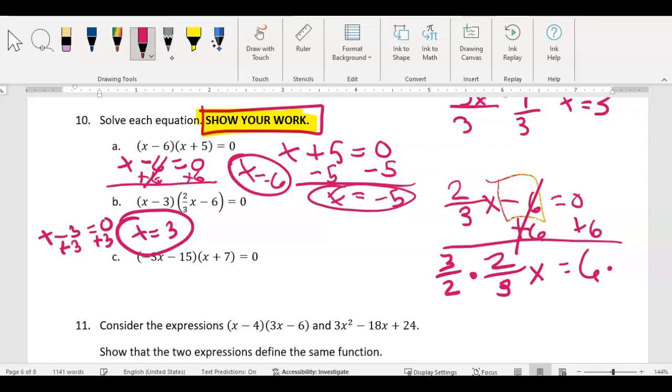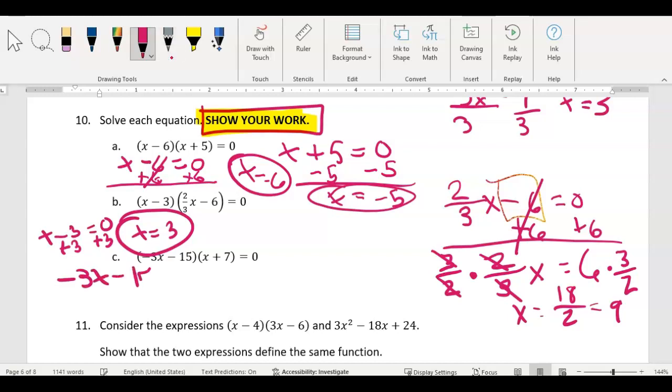When you multiply a fraction by its reciprocal, you will get 1. Because 3 times 2 is 6, 2 times 3 is 6, 6 divided by 6 is 1, or 3 divided by 3 is 1, 2 divided by 2 is 1. So you're left with x equals 6 times 3 is 18, divided by 2 equals 9. If this is one that you are still struggling with, or I just did this and you said, what? Rewind it, watch it again, make sure you understand it, or come and ask questions at lunchtime.